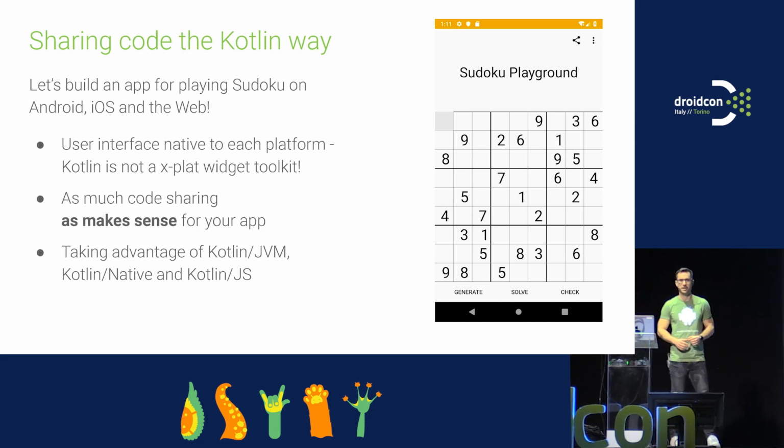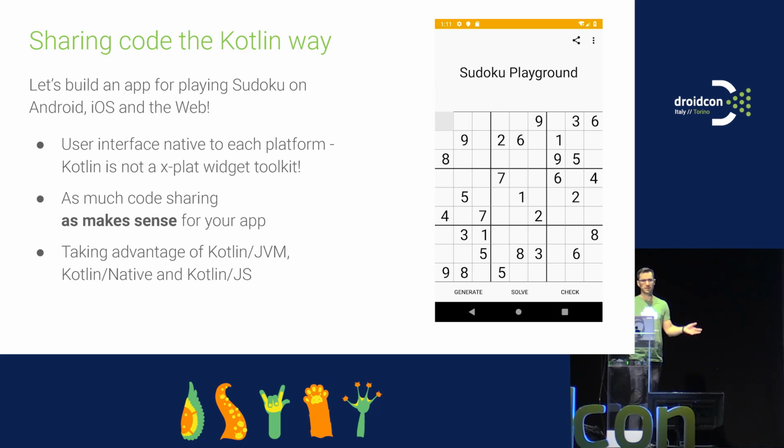And we will be taking advantage of the three flavors of Kotlin. So Kotlin JVM, this is the one that we probably all know and use on Android. This is the Kotlin that gets compiled down to Java bytecode, and then on Android it gets transformed into Dalvik bytecode, and runs on something like ART, or Dalvik on earlier Android versions.